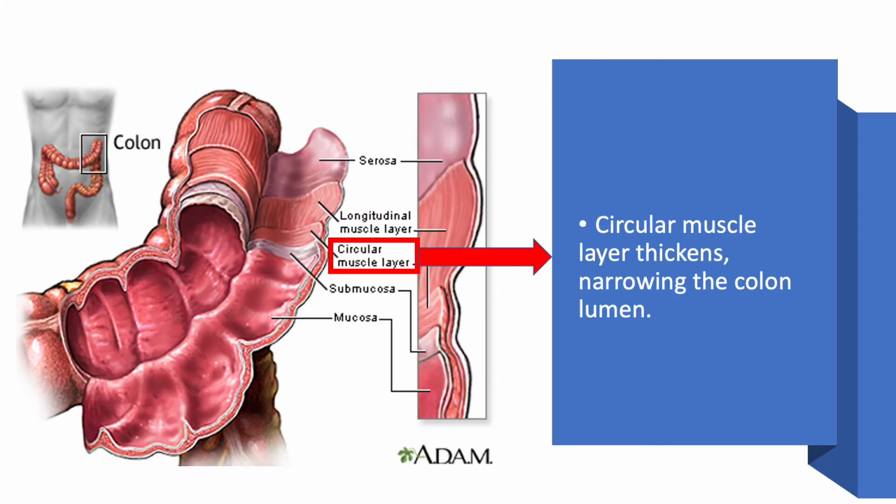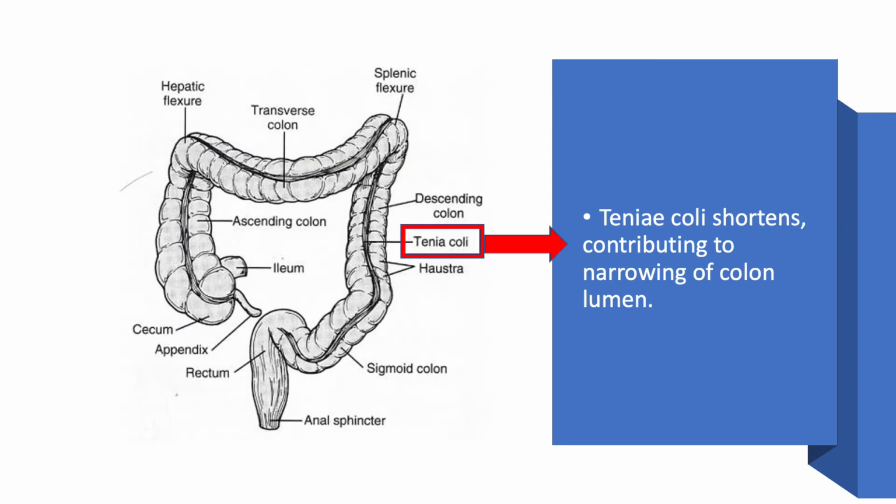As you can see in this image, the circular muscle layer gets thicker, and this causes the colon lumen to get narrower, which leads to constipation because now there's less room in the colon for the stool to be able to pass through. Now the tinea coli is a smooth muscle that makes up the large intestine, and the shortening of the tinea coli in addition to the thickening of the circular muscle layer can further contribute to the narrowing of the colon lumen.